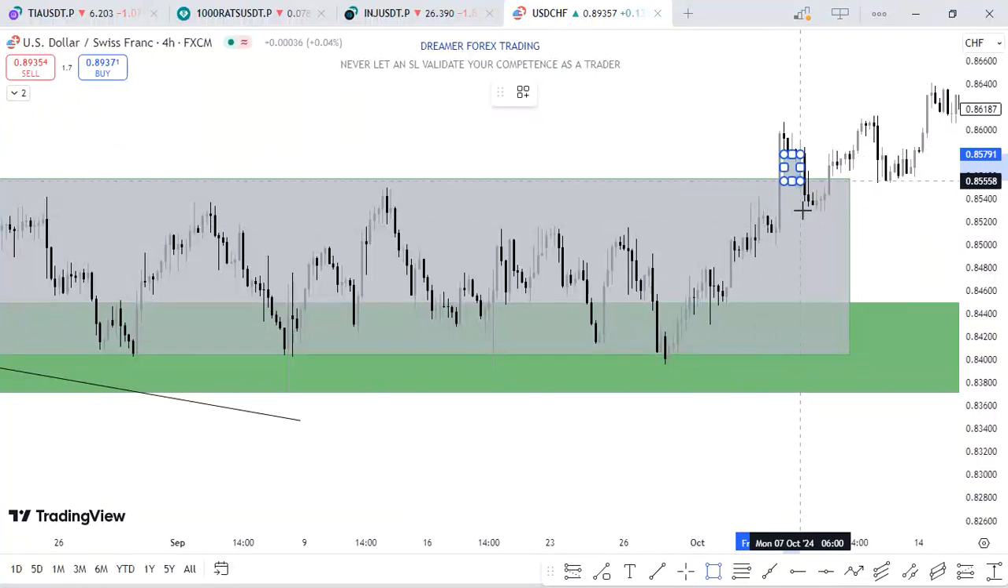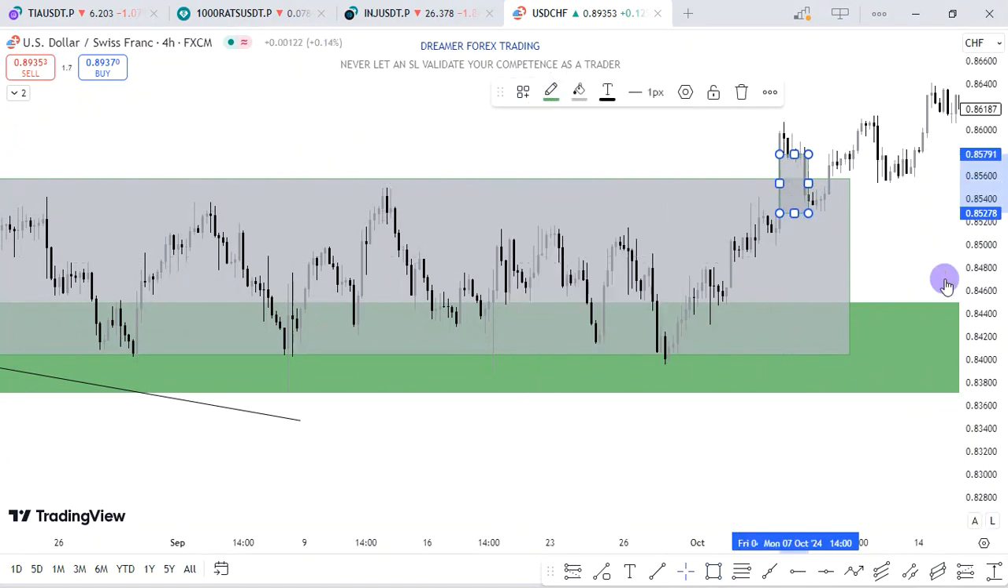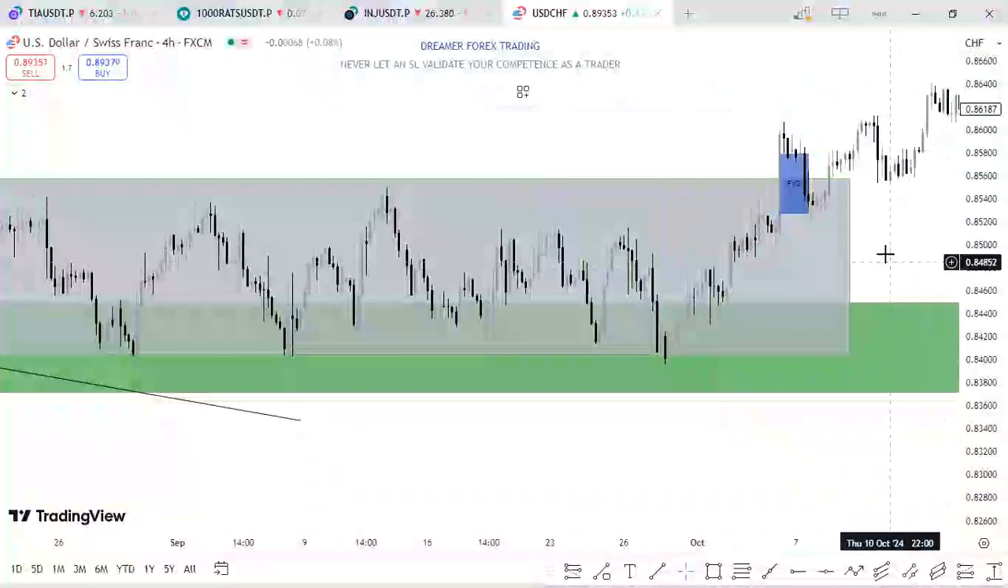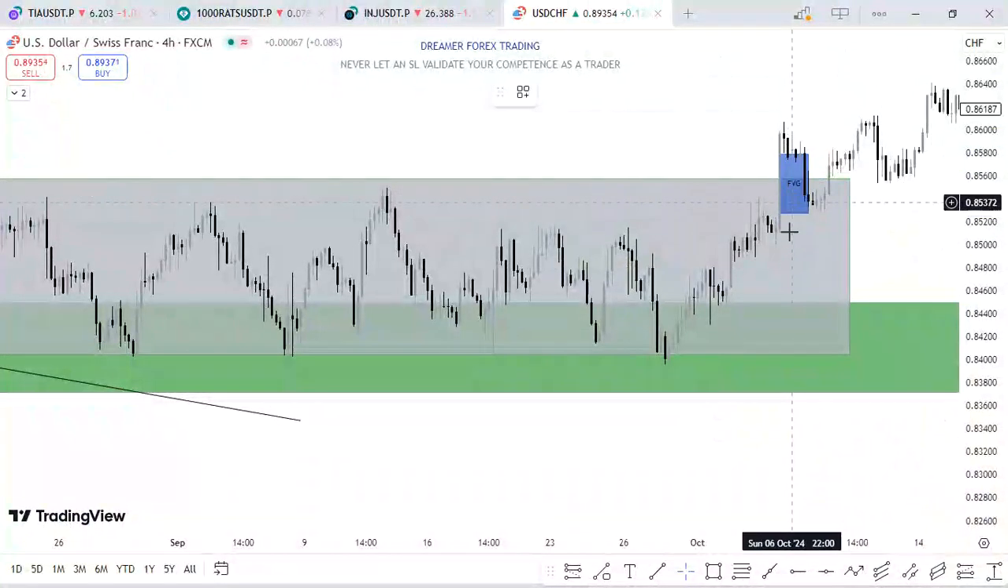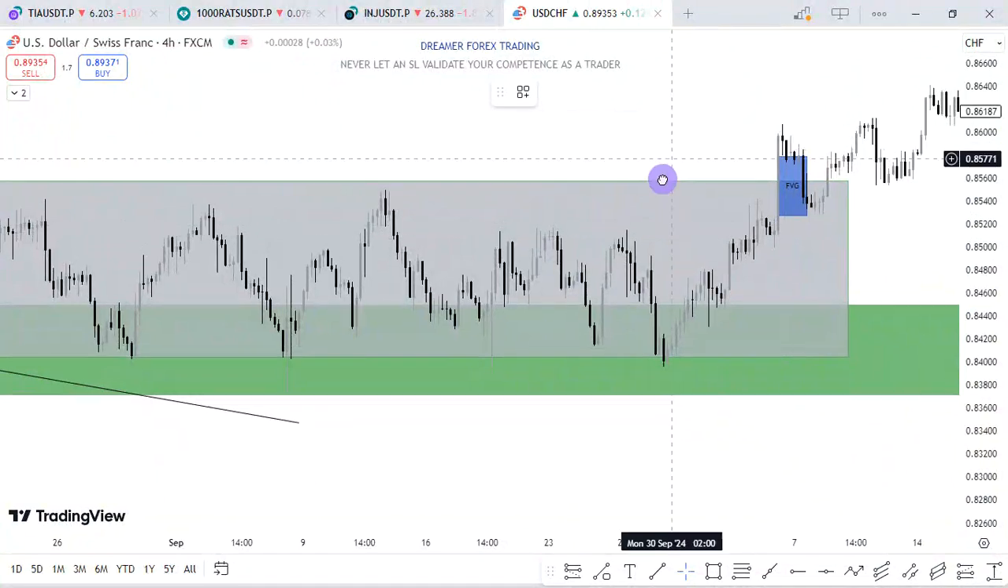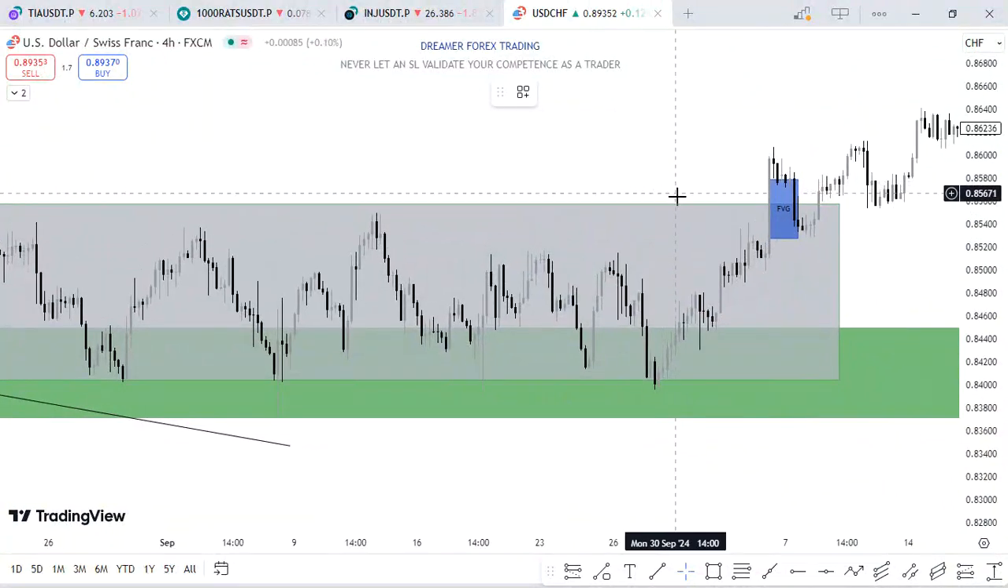Left out this inefficiency here, which the market came back to fill. So hypothetically, this would have been a very good entry point. FVG. This would have been a very good entry point, here within this fair value gap. So this is basically what we can deduce from our 4 hour time frame.